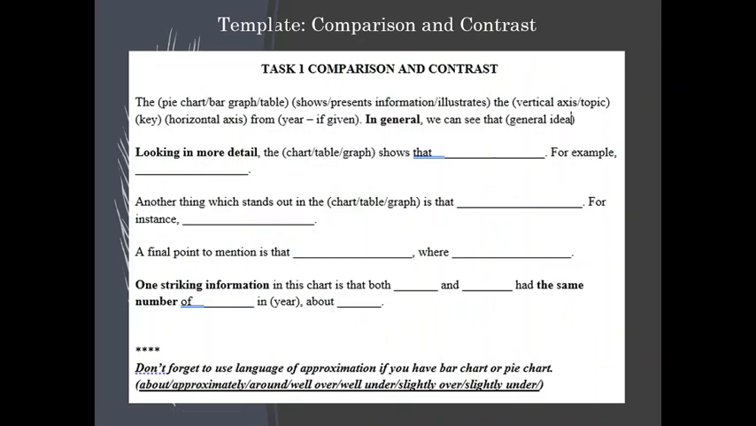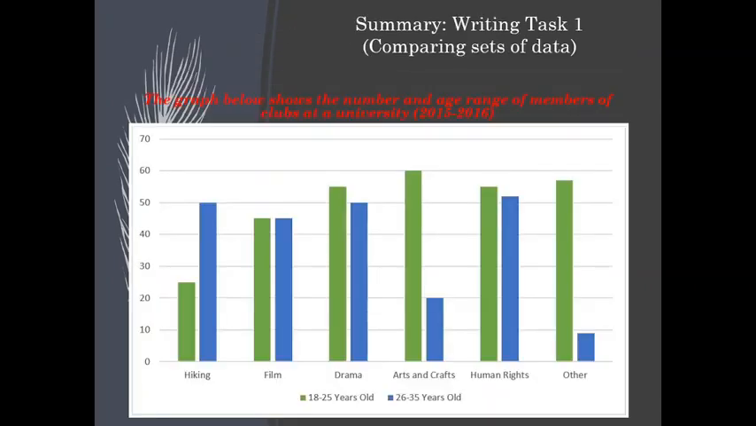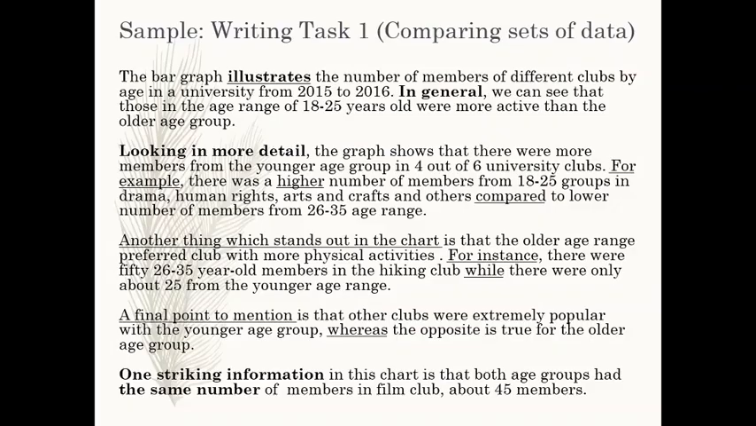All right. Do not forget to use language of approximation if you have a bar chart or pie chart or line graph, because it's not exact. If you have a table, of course, you don't need to put language of approximation because you have the exact amount, the exact number. But if you have a bar chart or pie chart or line graph, maybe you have to use the language of approximation because we don't know the exact numbers. All right, so here's the graph again, and this is the model answer.